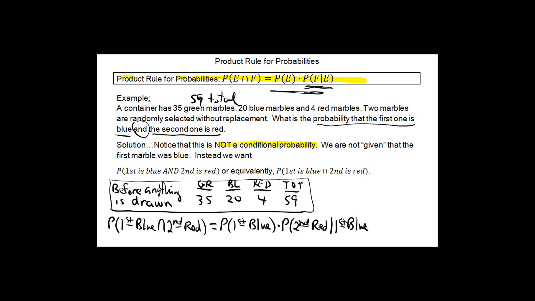So notice I said this was not a conditional probability problem. However, one step in the solution of this problem does involve a conditional probability. The answer to the question is not a conditional probability, but one of the steps in getting the answer involves a conditional probability. So you've got to be careful here. Let's take this thing one at a time. The first thing we want to do is find the probability of getting a blue on the first draw. That should be pretty easy.